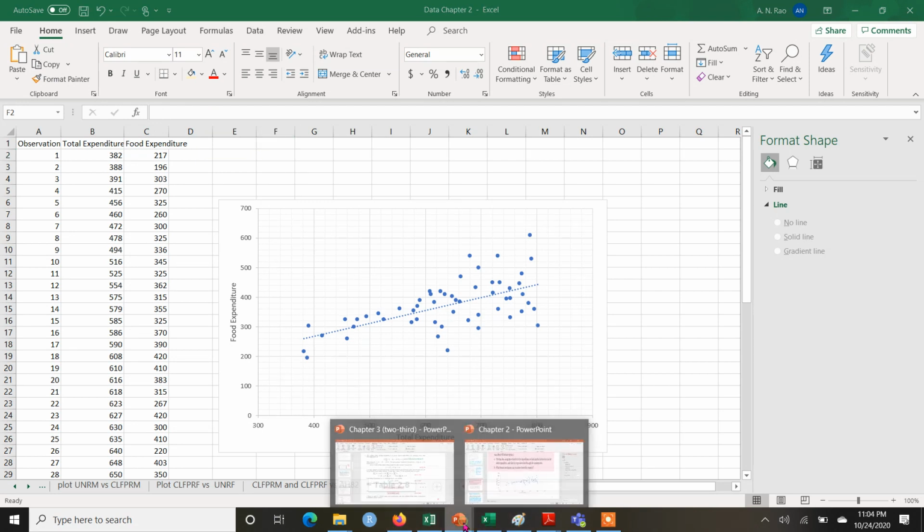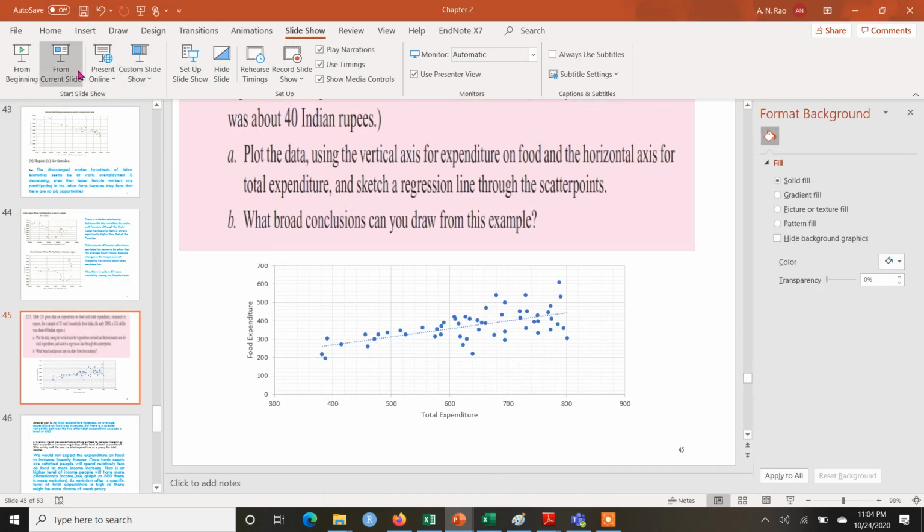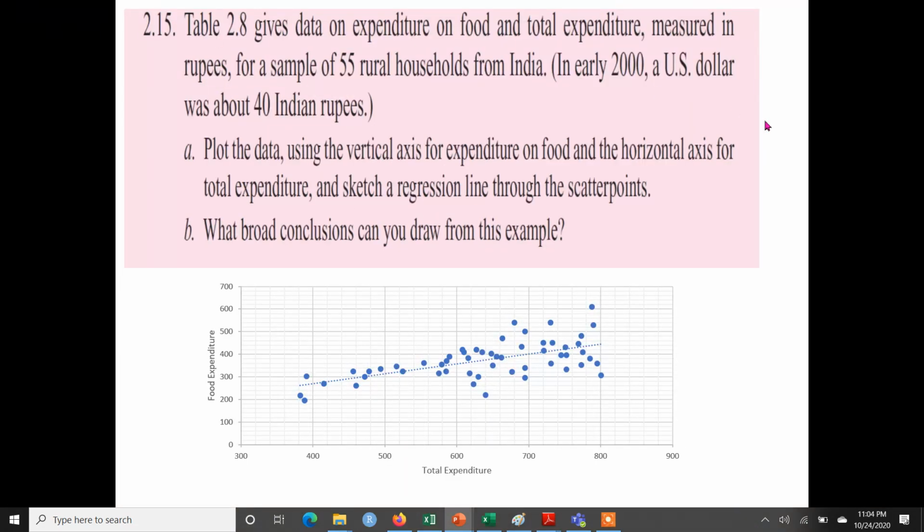Coming back to the question. It says that table 2.8 gives data on expenditure on food and total expenditure, and we have to plot the data using the y-axis, or vertical axis, for expenditure on food and the horizontal axis, or x-axis, for total expenditure, and sketch a regression line through the scatter plot. I've just taught you how to make a scatter plot in Excel, so you can use this data and make this plot easily, and that's what I have done and pasted here in this slide. I've added a trend line as well.